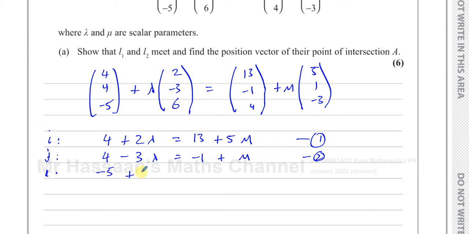So you have to make sure you keep checking that you've written everything correctly. So negative 5 plus 6 lambda is equal to 4 minus 3 mu, and that's equation 3.